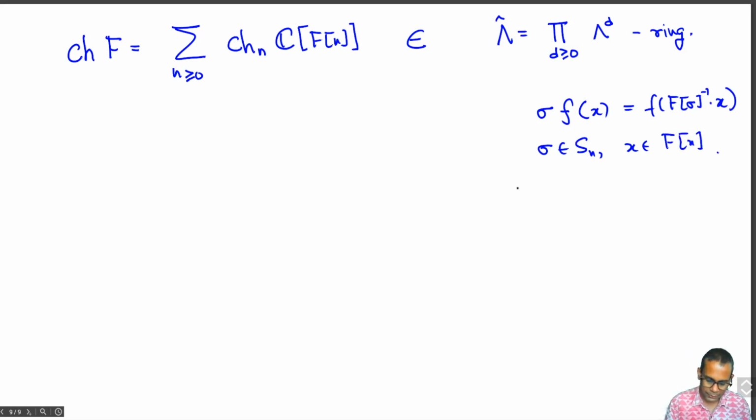And now given a representation of Sn, recall that its Frobenius characteristic is defined to be 1 over n factorial summation sigma belongs to Sn.